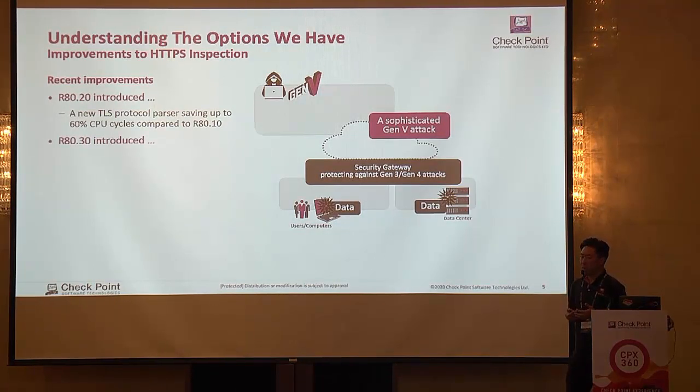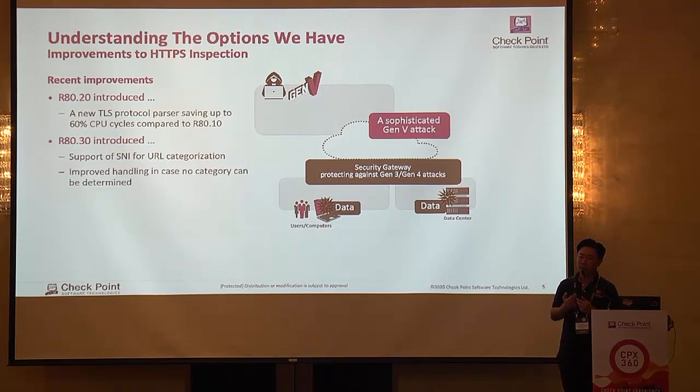In R80.30, we introduced the SNI support. Now we can look into the SNI field in the client hello. When we look in the TLS first packet, the client hello, we can look into the SNI field. With the SNI field, we can look at the domain name the client wants to connect to, and by this way we can categorize the URL or application the client wants to access. It will help us improve the accuracy of the category matching.